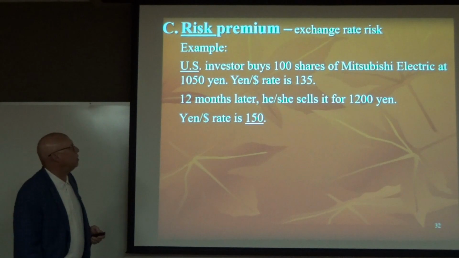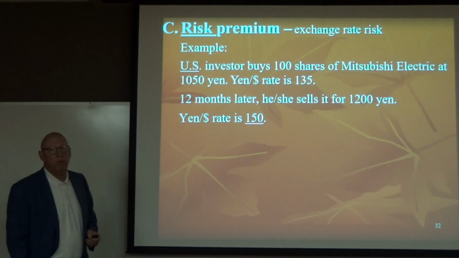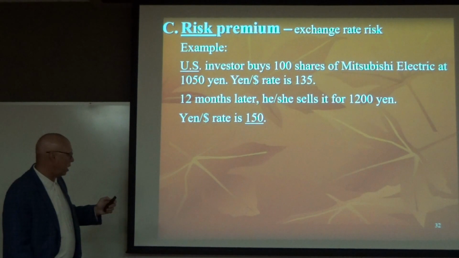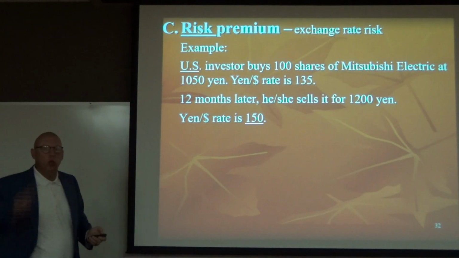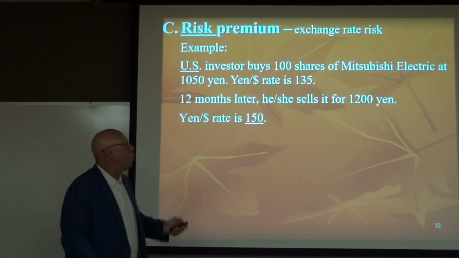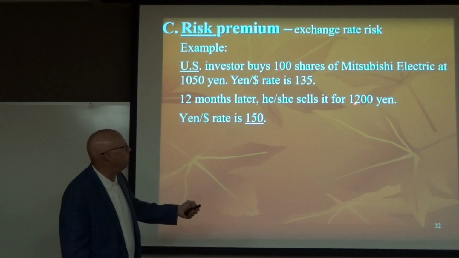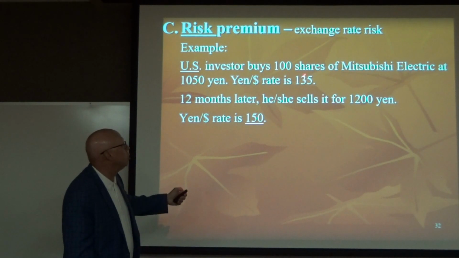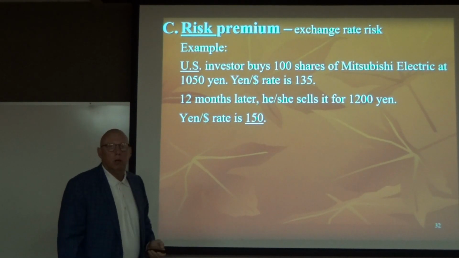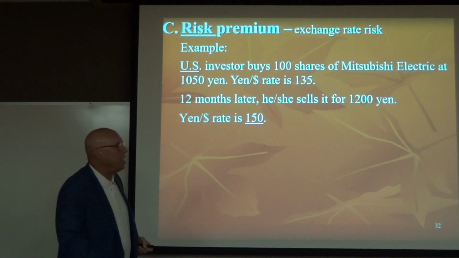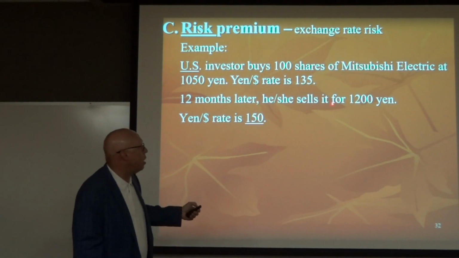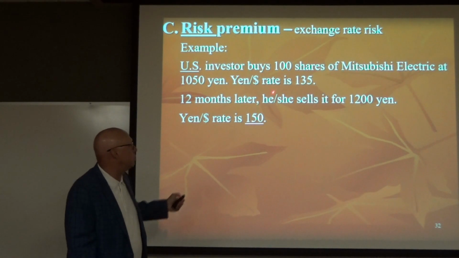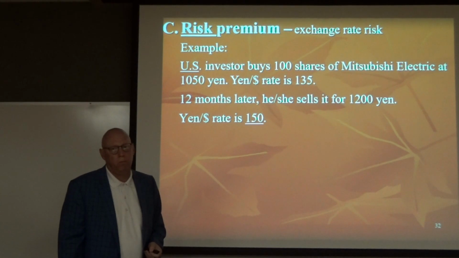Okay, but now the yen-dollar rate is 150. 1.5. Now it takes $1.5 to buy a yen. So we have two separate things going on here. One is the change in the stock price. The other is the change in the yen-dollar exchange rate. And they're not necessarily related. Okay? The change in the stock price didn't have anything to do with this change in the exchange rate.